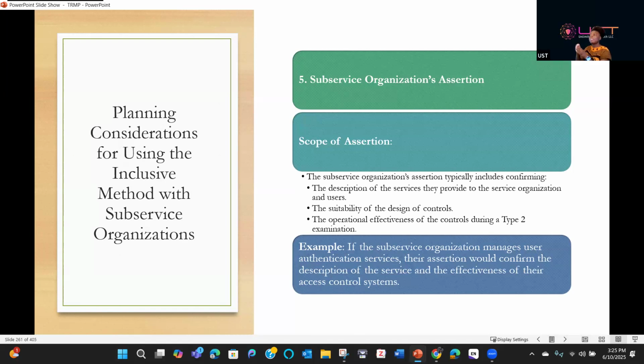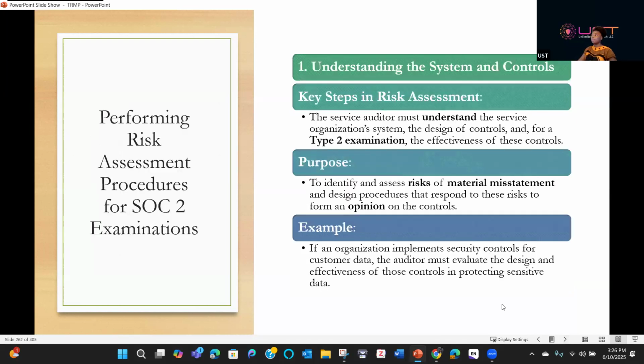Scope of the assertion. The subservice organization assertion typically includes confirming, just like the service organization, the subservice will also need to do that if it has to do with the inclusive method. The description of the services they provide to the service organization and users, suitability of the design of their controls, and operational effectiveness of their controls as it pertains to the SOC 2 Type 2 examination. Say a service organization manages user authentication services, the subservice organization's assertion will confirm the description of the service and the effectiveness of their access control system. Because now we start talking about shared controls, hybrid controls, remember? So we also want to test their own piece or the effectiveness of their controls.